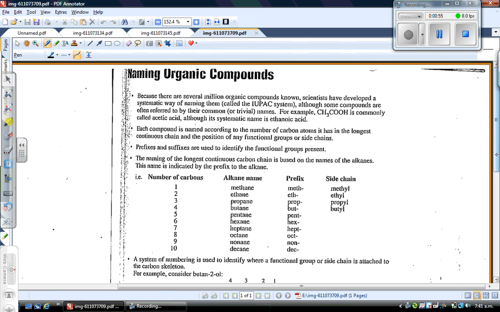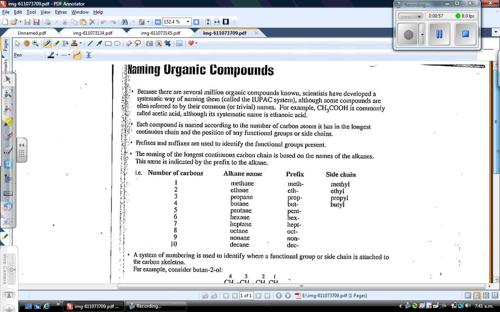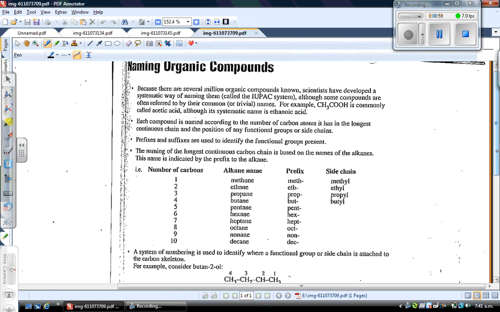So I'm just going to read through this content just to refresh your mind as to what the rules are for naming organic compounds. And the rules are much the same as they were for level 2, the only difference being that we've got some new organic families and therefore some new suffixes to consider. So because there are millions of organic compounds known, scientists have developed a systematic way of naming them called the IUPAC system, which stands for the International Union of Pure and Applied Chemistry system.